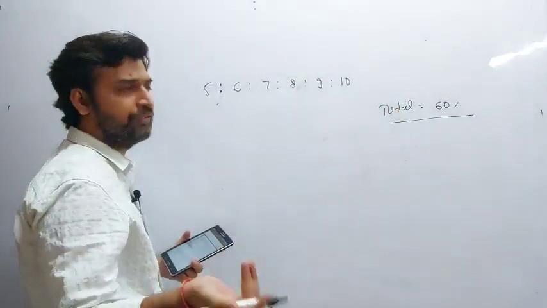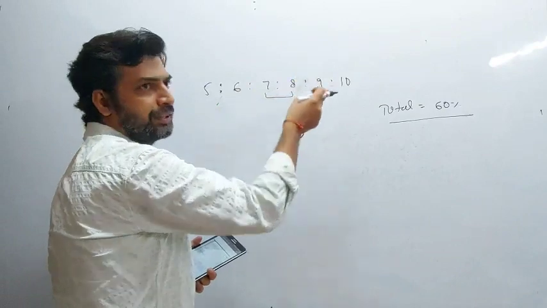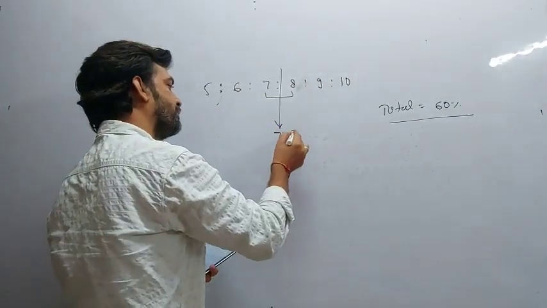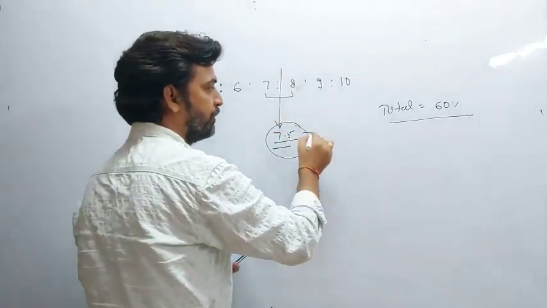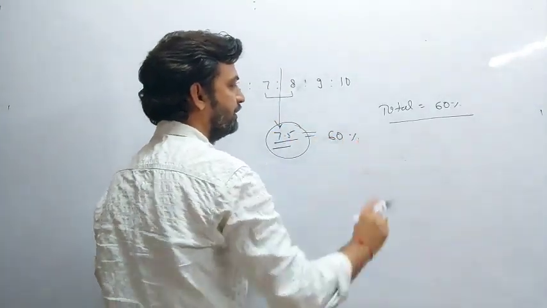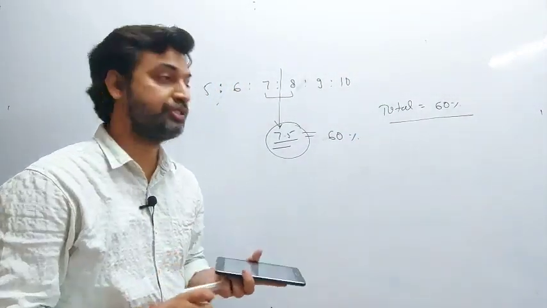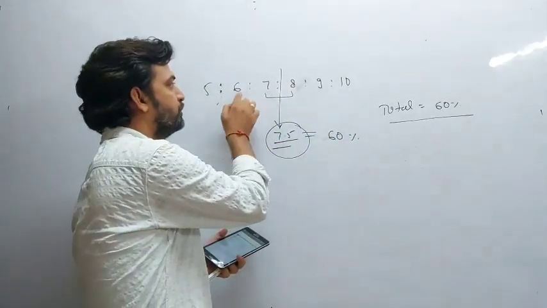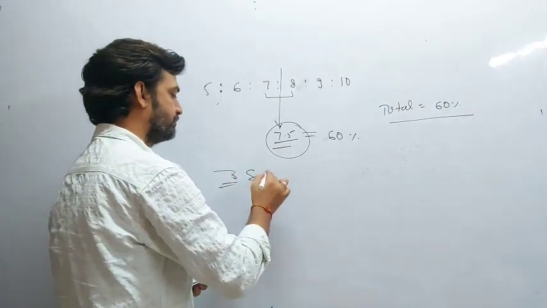So the total is the average. The average is always in between these two. These are continuous numbers, 5, 6, 7, 8, so the average is in between, which means 7.5, but according to the question it is equal to 60%. That means the question is asking about the subjects in which he scores less than 7.5. So 1, 2, and 3. How many papers are there? 3 papers, 3 subjects.